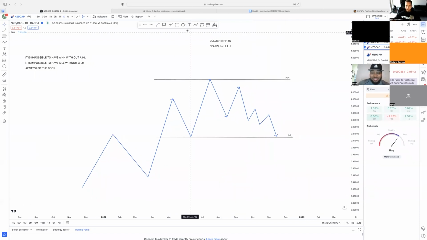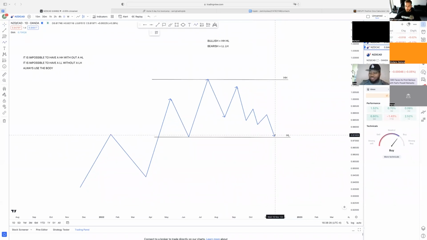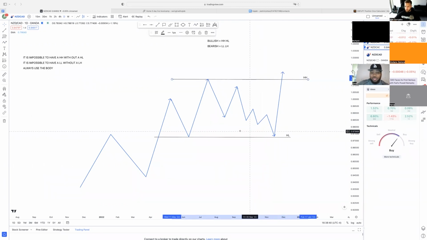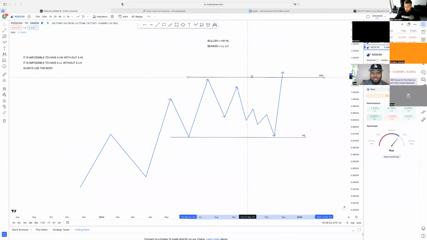All right, so what is this point right here? What is this point right here? Okay, exactly. So if you notice, we've broken above the higher high. So this means this is the new higher high. It literally speaks for itself, right? So we move this to the highest high.